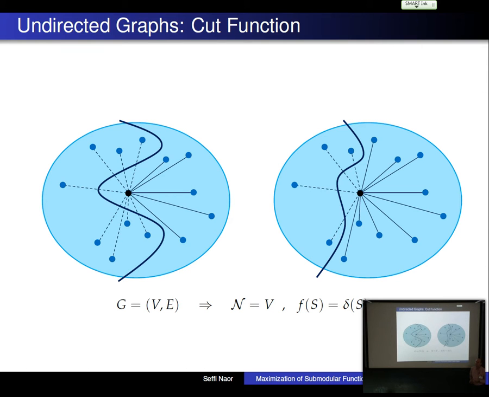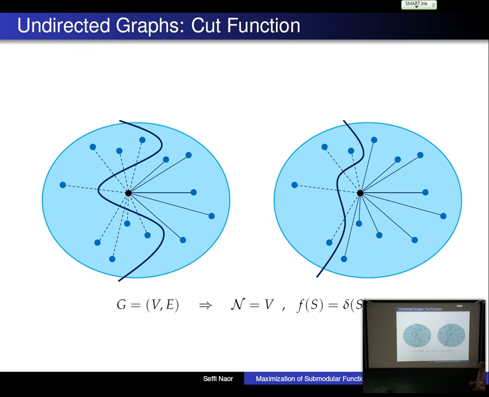What if the graph is directed? Pardon? What if the graph was directed? Here it's not directed, but it could also be directed. I agree. Sure. But in this example, I'm looking at undirected graphs. Totally agree.